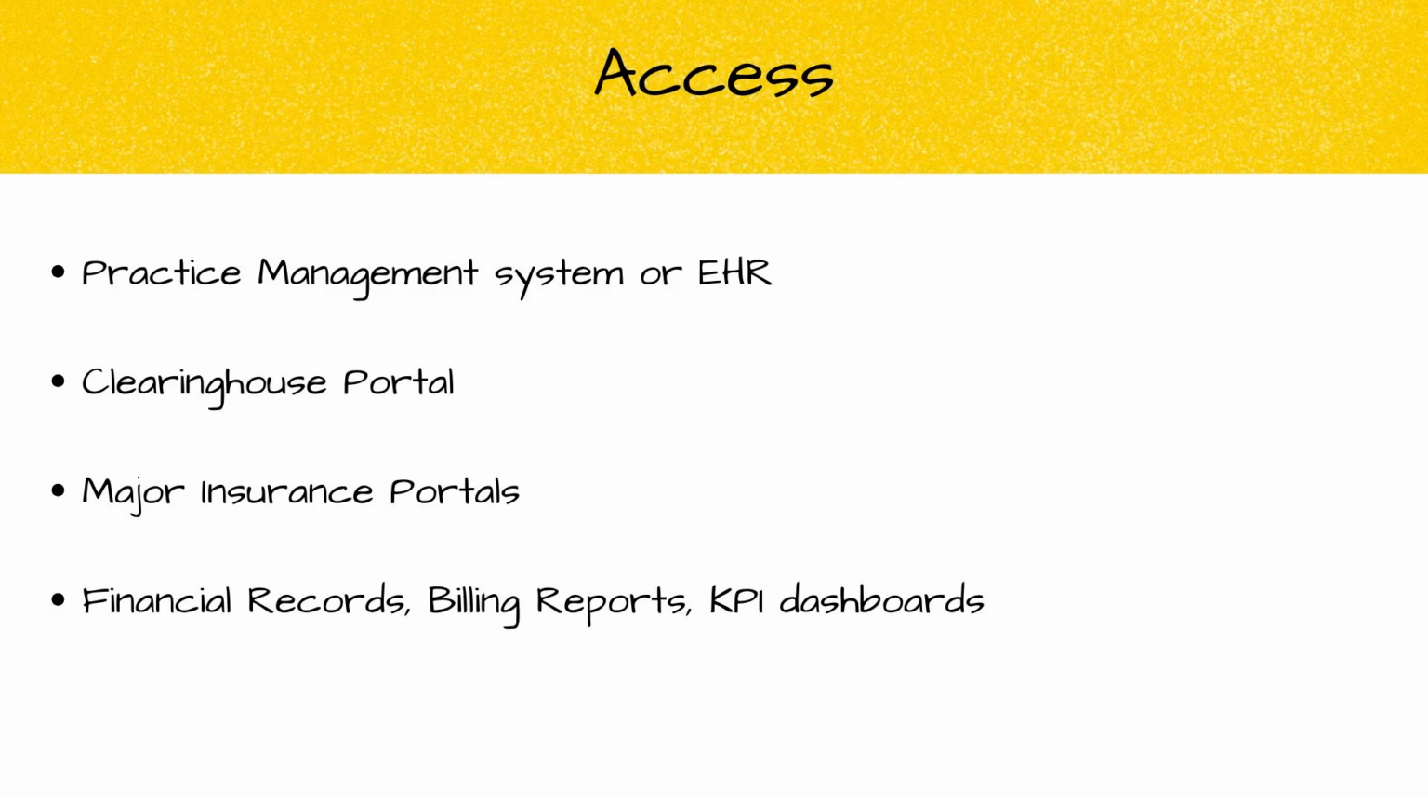The next piece of access you'll need is your login to your major insurance portals: Medicare, Medicaid, Blue Cross, Optum, whoever you work with most. These portals will show you more detail about claim status, eligibility, and remittance details. And sometimes the denial reasons are a lot clearer here than anywhere else.